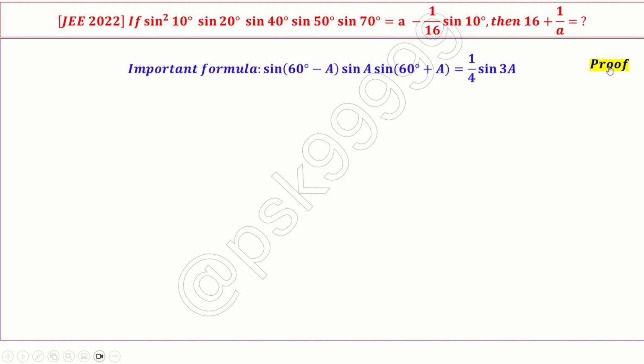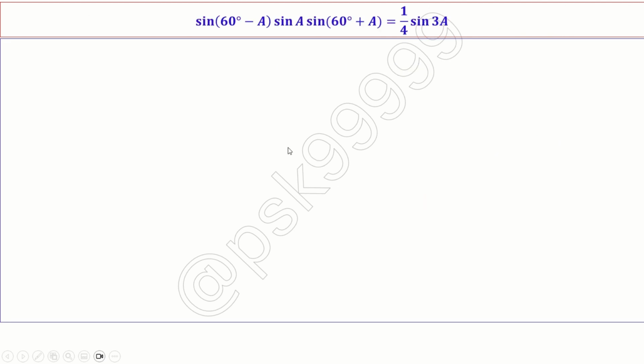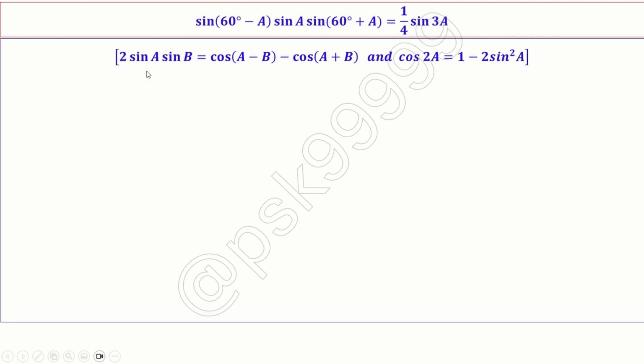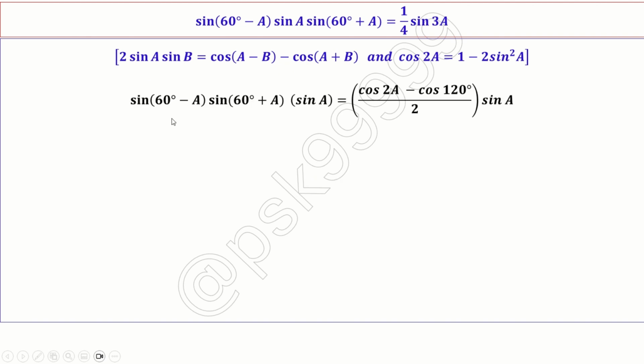Let's see the proof of this one before doing this problem. We know that 2 sin A sin B is equal to cos (A minus B) minus cos (A plus B), and cos 2A equal to 1 minus 2 sin square A. These two formulas we will use to solve this one. So sin (60 minus A) sin (60 plus A) sin A. I am rewriting sin (60 minus A) and sin (60 plus A) as a product, so it will become half of cos 2A minus cos of 120 degrees, into sin A as is.